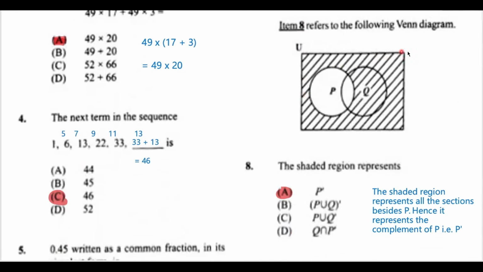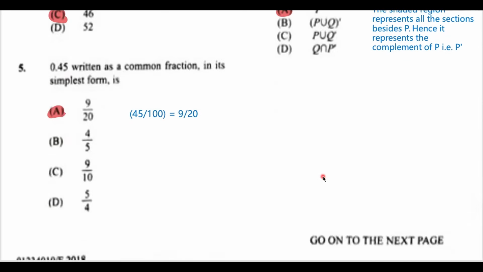Number 8, refer to the following Venn diagram. The shaded region represents what? You can see everywhere is shaded but P. And that will give us the answer A, which is P complement. You're not really seeing it there, but it's there. The slash represents the complement of the set, which would mean everything that belongs to, you know, around P. Okay? So easy answer there.